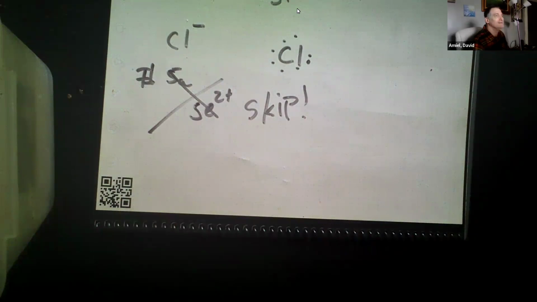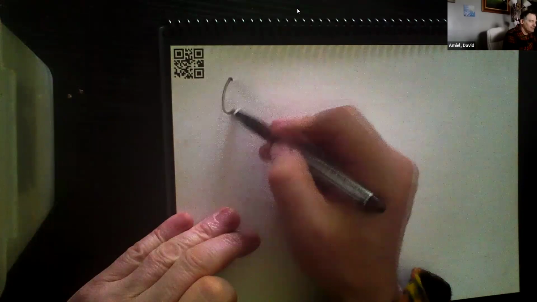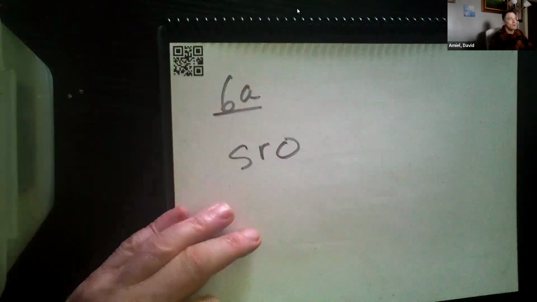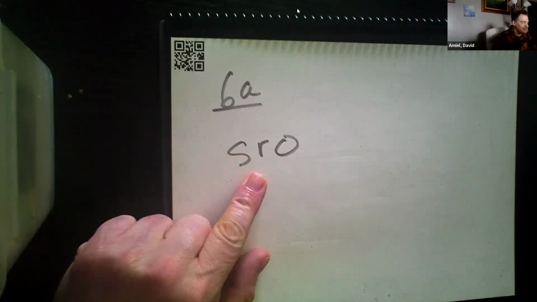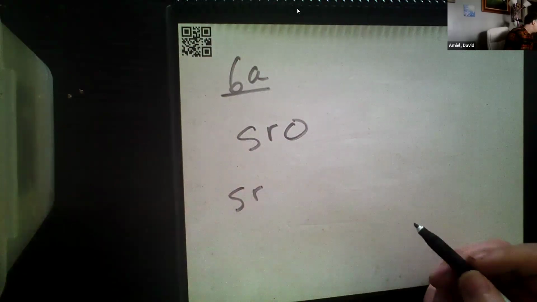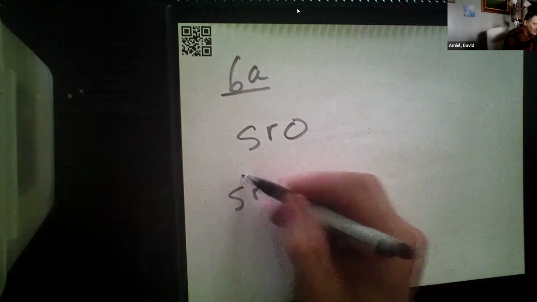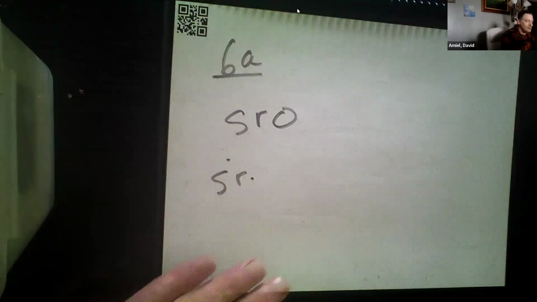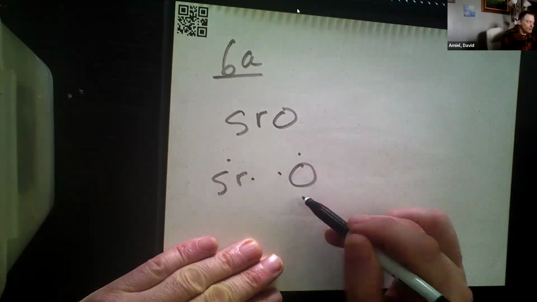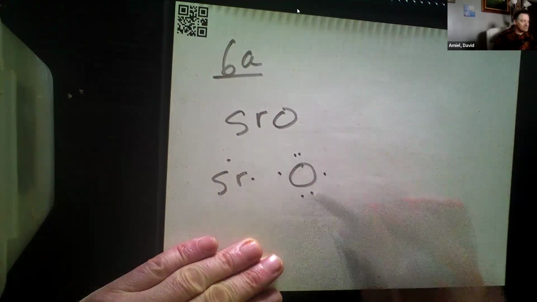All right, number 6. Write the Lewis structure for each ionic compound. All right, here's 6A. SrO. Write the Lewis structure, it's ionic. So that means we need the bracket notation. And so I'm going to write Sr. And where is strontium? It's in group 2. It's got 2 valence electrons like that. Here is oxygen. It has 1, 2, 3, 4, 5, 6 like that.